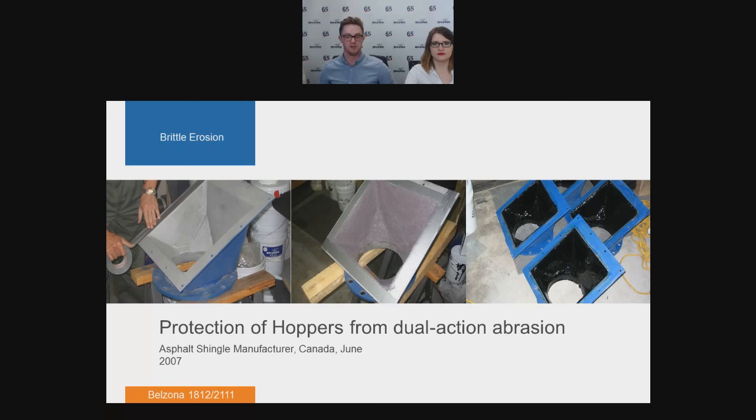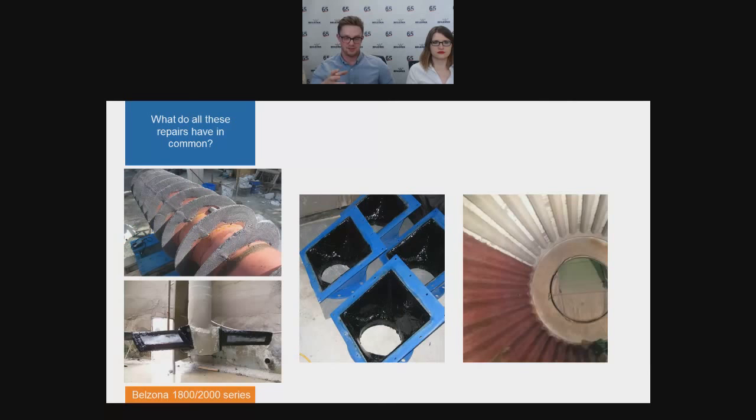Now, all of these materials have their own individual merits, as was explained. So as Alice said about the 1812, it's for fine particles. The 2000 series have their elastic properties that make them good for brittle type abrasion. However, a lot of these products do also have shared features. So a lot of the products are two parts. They've got easy to follow mixing ratios, easy instructions. They've got good general mechanical strength, chemical resistance. They're applied with very, very basic hand tools and so on. The list is quite long.